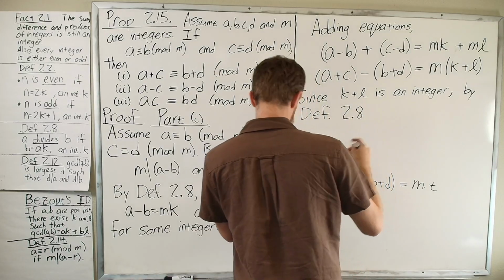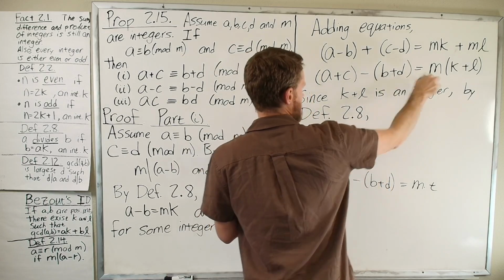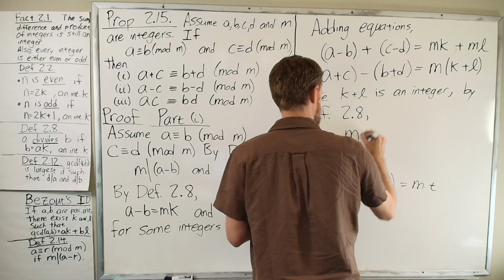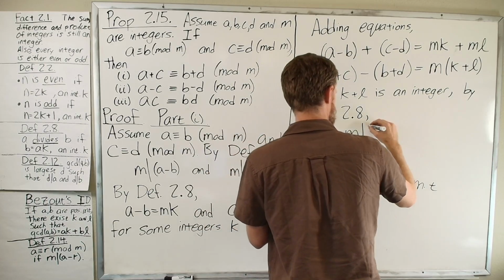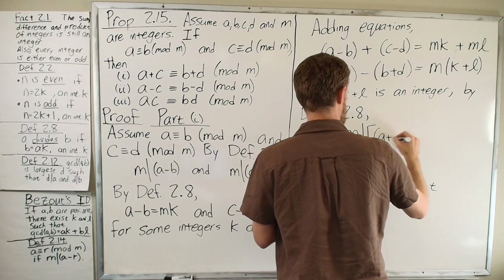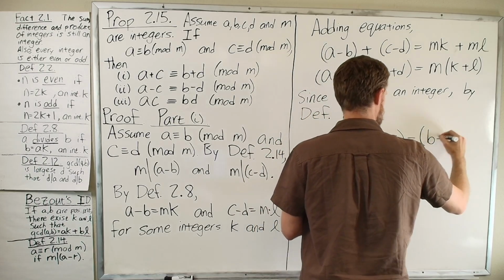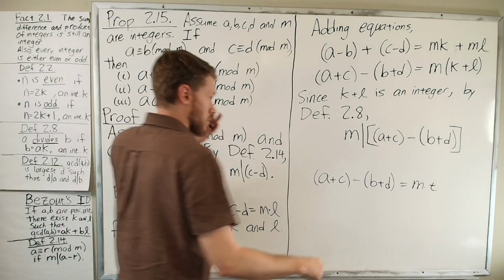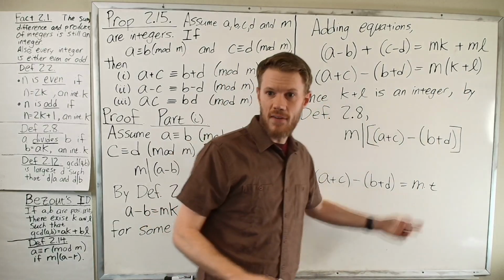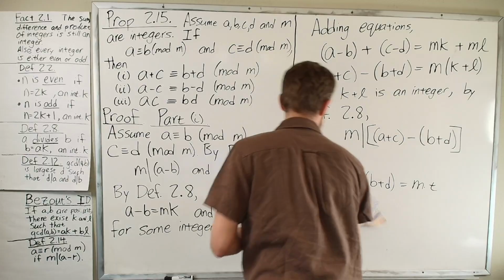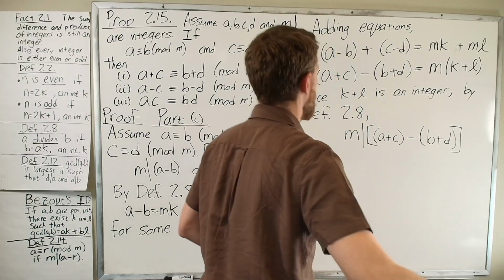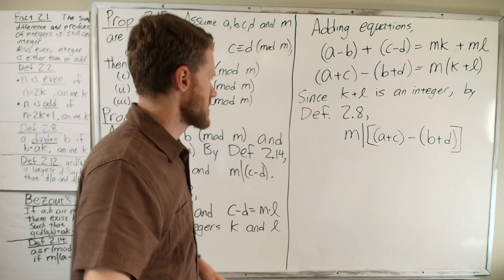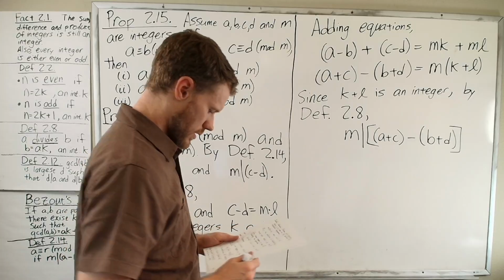By definition 2.8, that means that m divides this thing, m divides a plus c minus b plus d. Okay. So that has to be an integer. We didn't have to give it a name like t. We can just go directly there. We've just noted that m times an integer equals this thing. That's by definition saying that m divides that thing. Okay.